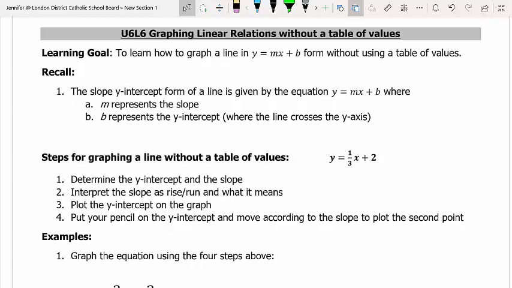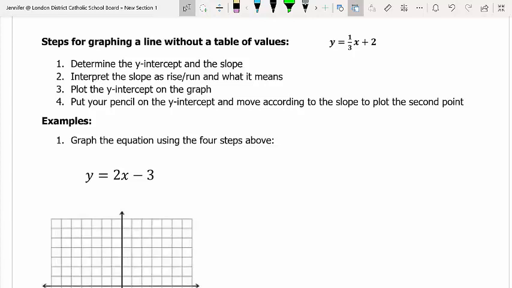So just some reminders before we start. Remember that a linear relation is presented to you in y equals mx plus b form, where m represents the slope and b represents the y-intercept. So where does the graph cross the y-axis? The steps for graphing a line that is in y equals mx plus b form are as follows.